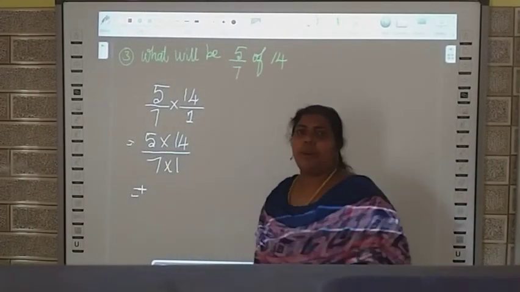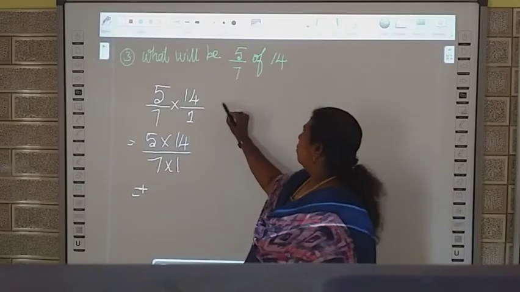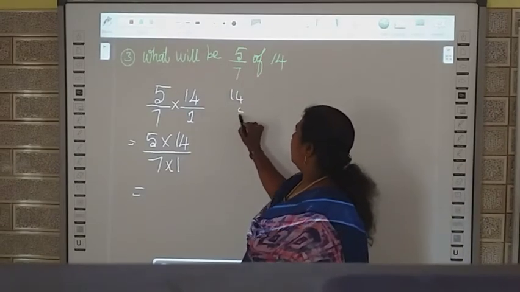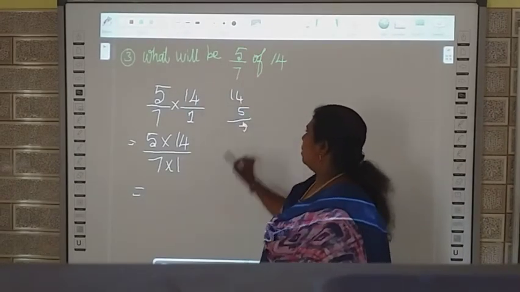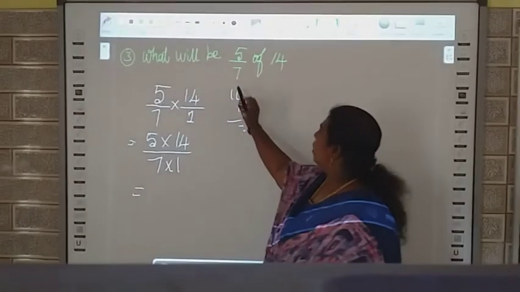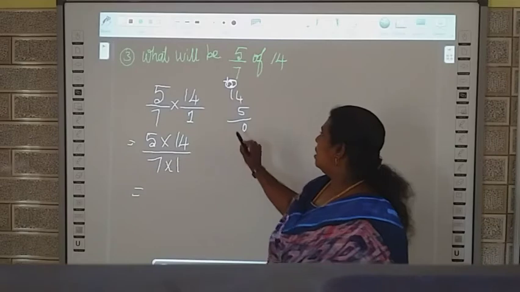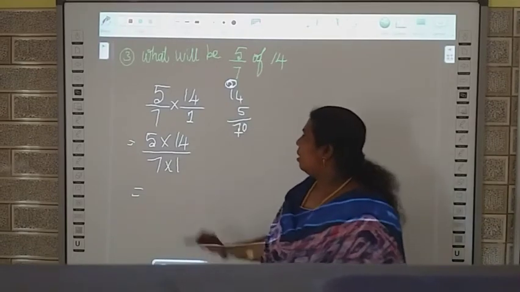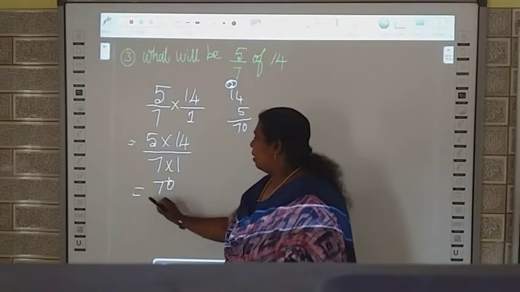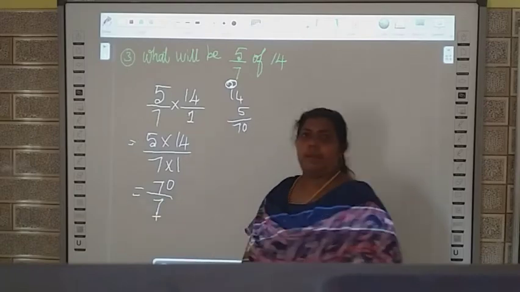Multiply these two numbers: 5 times 1/4. 5 fours are 20, right? Then 2 carry over. 1 five is 5. 5 plus 2, how much? 7. That is 70 divided by 7.